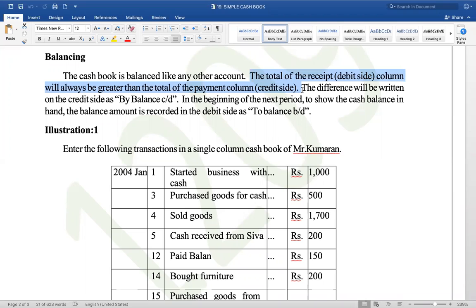But here, there are no exceptions to this statement. The total of receipts column will always be greater than the total of payments column. Or the debit side is more than credit side always. Why? Anybody? I'm asking why. Anybody?